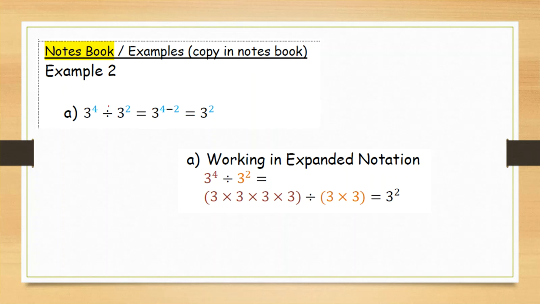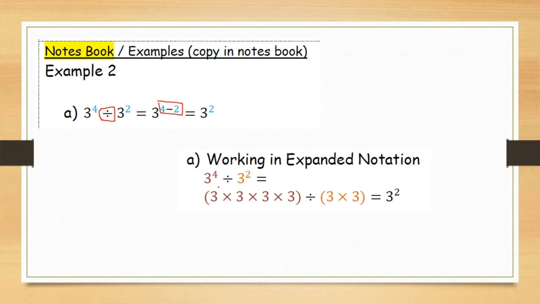The next examples involve division. Example 2. So it's a different rule to what we had before for timesing. This rule, we subtract the indices. So 4 take away 2 is 2.